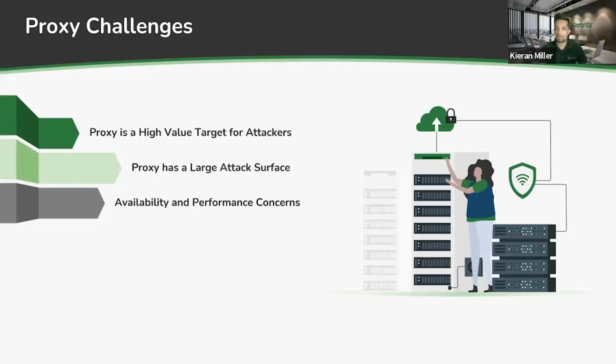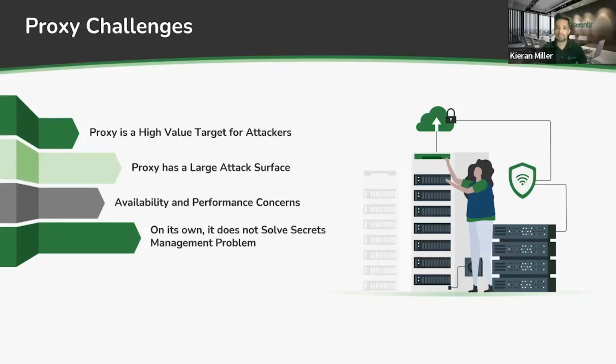So this combination of being a high value target and a large attack surface is what is problematic. Of course, anytime you introduce a proxy, there will be availability and performance concerns with additional network hops. And on its own, it does not solve the secrets management problem. You can, of course, integrate the proxy with the secrets manager, but on its own, it typically doesn't do that for you. And lastly, in some cases, the proxy won't work with standard SSH tools. Some proxies expect you to talk to the proxy via a web browser, so it'll expect HTTP traffic on the inbound, and then it converts that to SSH. But if it doesn't support SSH traffic on the inbound, then your standard SSH tools won't work with it.